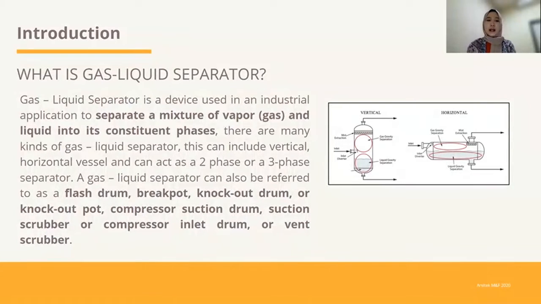There are many kinds of gas liquid separator. This can include vertical, as you can see in this picture, and horizontal vessels, and it can act as a 2-phase or a 3-phase separator. A gas liquid separator can also be referred to as a flash drum, break pot, knockout drum or knockout pot, compressor suction drum, suction scrubber or compressor inlet drum, or fan scrubber.